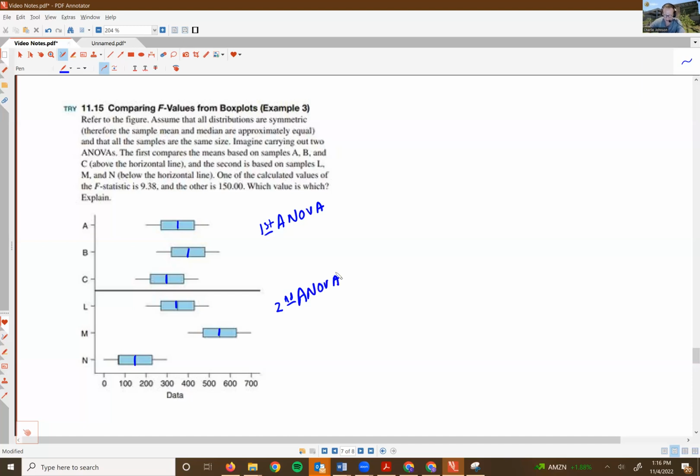One of the calculated values of the F statistic is 9.38. And the other one is an F statistic of 150. Which value is which? And explain.